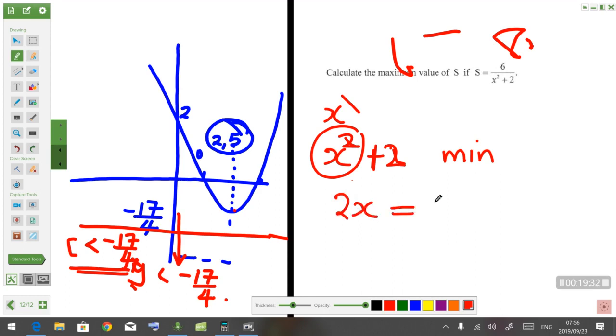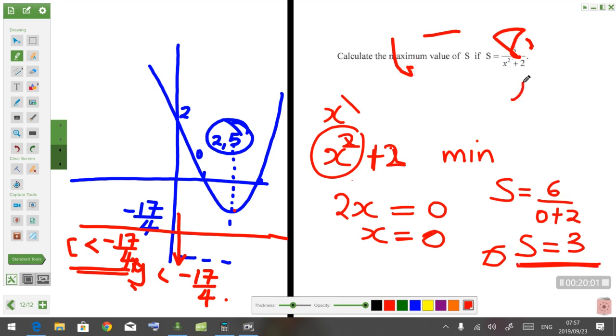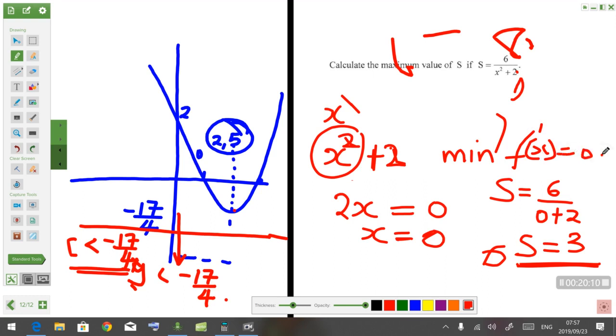Minimum means the first derivative must be equal to 0. So at this point, x will only be equal to what? 0. So if x equals to 0, let's substitute it there. So our S, therefore, would be what? 6 over 0 plus 2. So the maximum value here of S is equal to 3. That's the maximum. So to get the maximum, the denominator must be minimum, and since you're talking about minimum, you're talking about our first derivative being equal to 0. All right. So those are the questions.